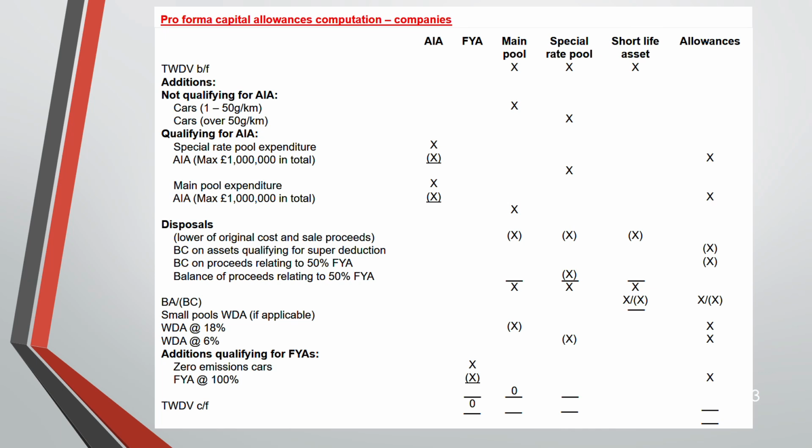Now the total tax written down value carried forward. In the FYA it will be 0, then main pool, special rate, and then total allowances. We'll just have one figure. Have to add up. Okay.